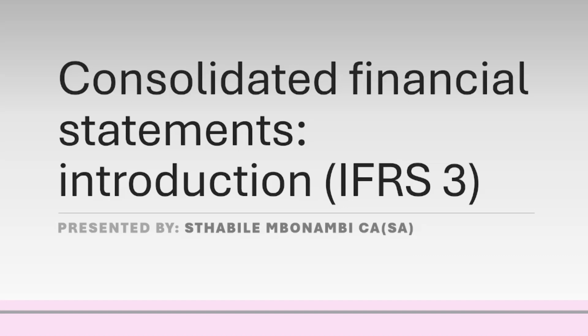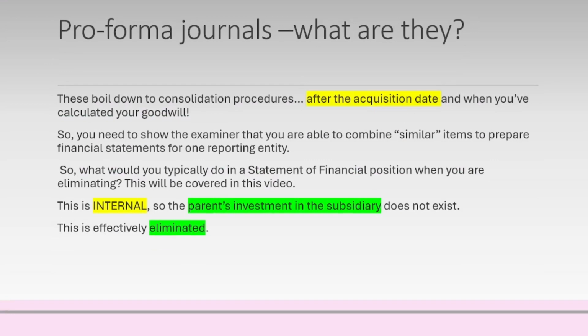Now, let us get into what happens when you meet all three criteria of IFRS 10. How do you then consolidate? Proforma journals. So a lot of the time you're tested being asked, what are proforma journals? Perform the proforma journals for P Limited that has purchased S Limited. So that's exactly what we're going to do in this video.